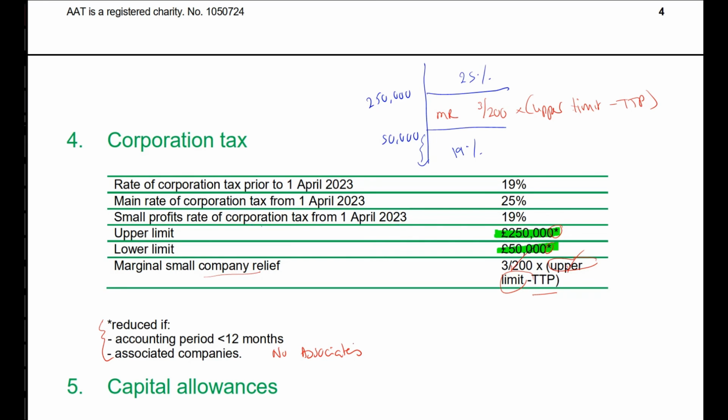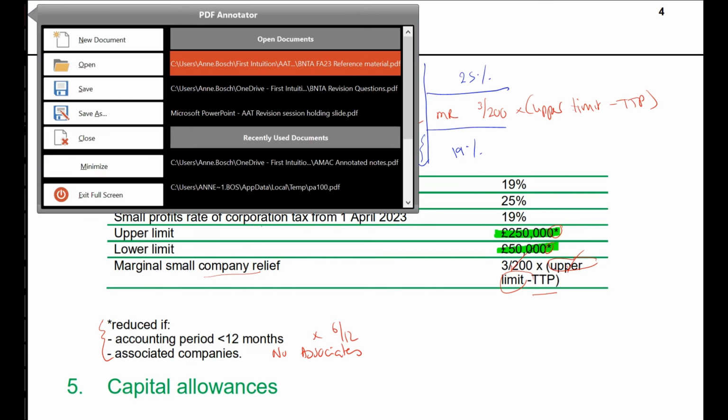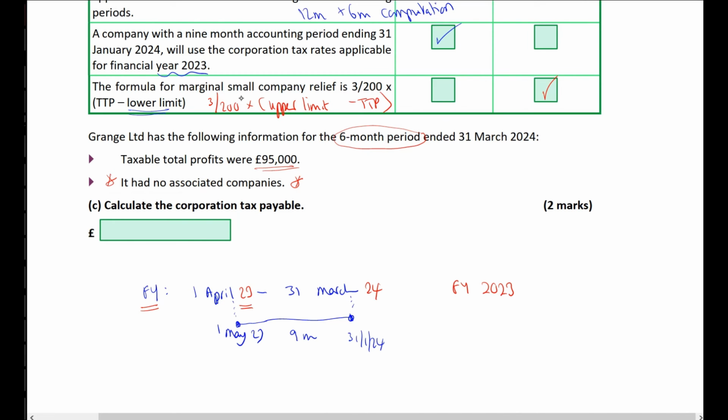Also reduced if the accounting period is less than 12 months. Oh, now we're talking, because our accounting period is 6 months long. So that means that that limit is only 125,000 for 6 months, and that one is 25,000 for 6 months. So I'll sketch that again, still on my workings paper. The next thing that I'm then interested in, because I've forgotten by now, how much is the profit that this company has made?